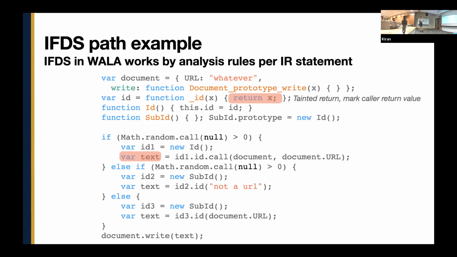Now, let's see what happens next. Then we're going to write, again, one from here. It flows to this call. And then this call goes over to here. So the tainted value, and we must mark the return value.